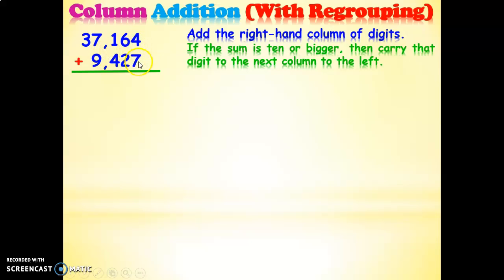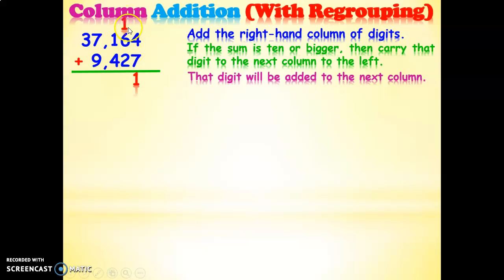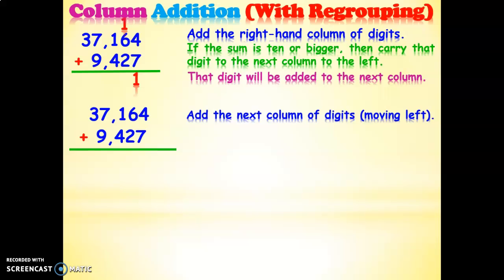4 plus 7 equals 11. Now since 11 is bigger than 10, we will write 1 and we will carry 1 on top of the next column. This number 1 will now be written on top of number 6. That digit that we were able to carry will be added to the next column. So, for the next step, we have to add the next column of digits moving left. And make sure to add the carry if there was one.